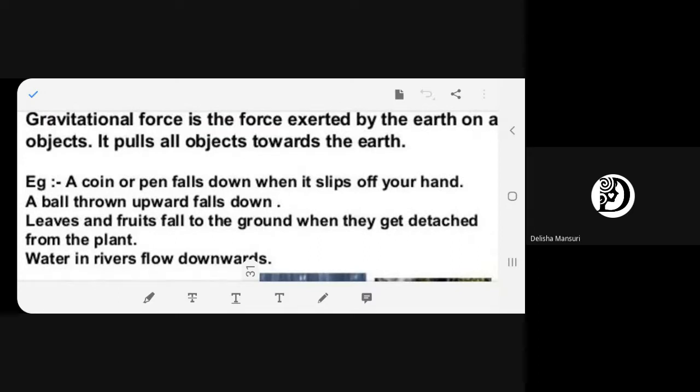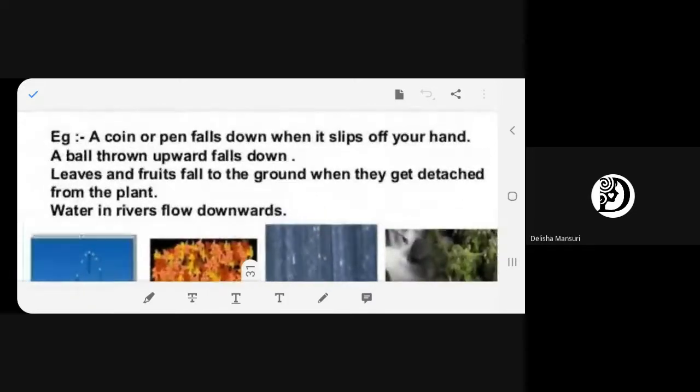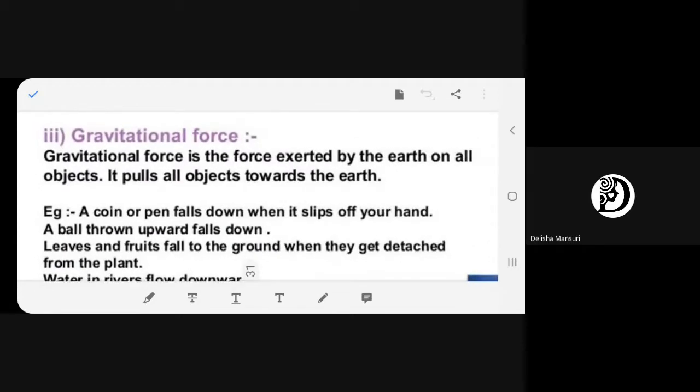A coin or pen falls down when it slips off your hand. A ball thrown upward falls down. Leaves and fruits fall to the ground when they get detached from the plant. Water in rivers flows downwards. Fine. So, what is this gravitational force? Who is applying it? Earth. Earth is applying it onto all the objects which are present in the universe. What it does, its function, is it pulls all the objects towards the earth. That is the function of the gravitational force.